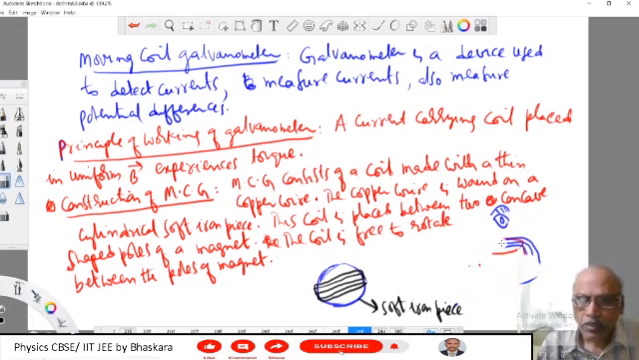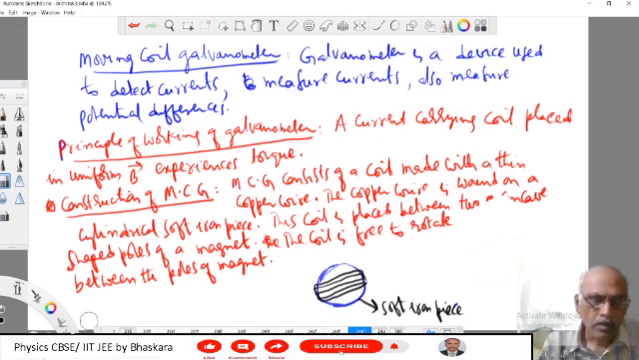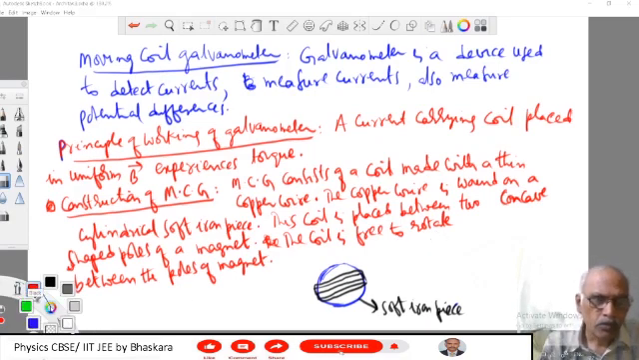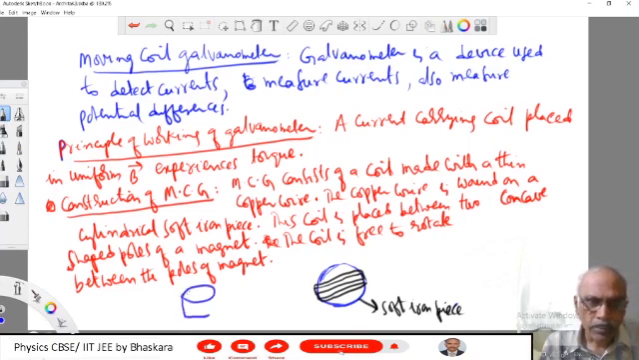I'll erase here and do it again. The coil is placed between two concave shaped poles of a magnet. The coil is free to rotate, and the coil is wound on a cylindrical soft iron piece. I draw the diagram again. On this cylindrical piece, wire is wound. This is one turning, next turning, and several turns are wound on this soft iron piece.